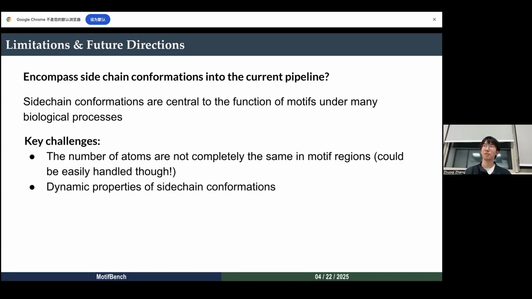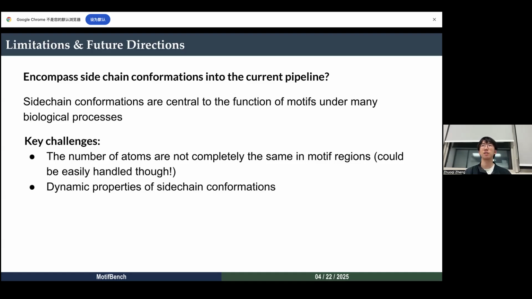The first one is a practical challenge, but obviously could be solved: the number of atoms is not completely the same in the motif sidechains because we sometimes have to redesign them. But this could be handled by directly comparing the sidechains that play crucial functions, or by first aligning the backbone atoms and then calculating the sidechain deviations.